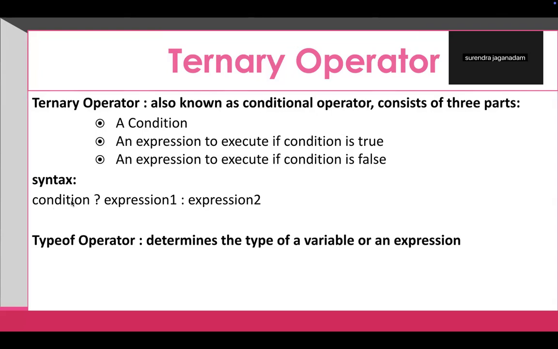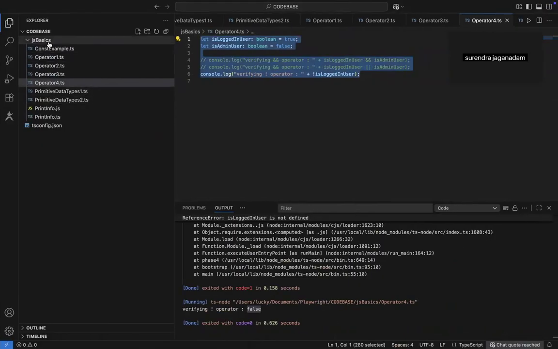If you look at the syntax, here is the condition. If this condition outcome is true, then this expression will be executed. Suppose this condition outcome is false, then expression two will be executed. That's it, as simple as it is. So let us go back and see a practical example for this.